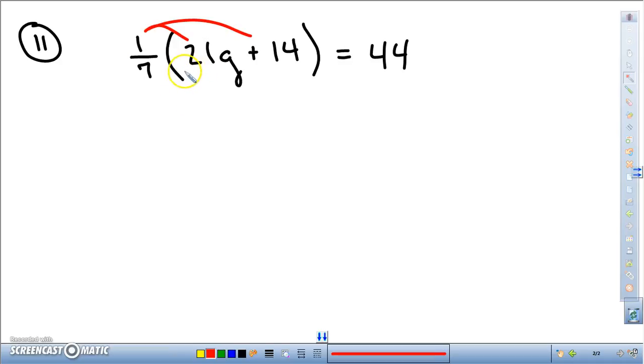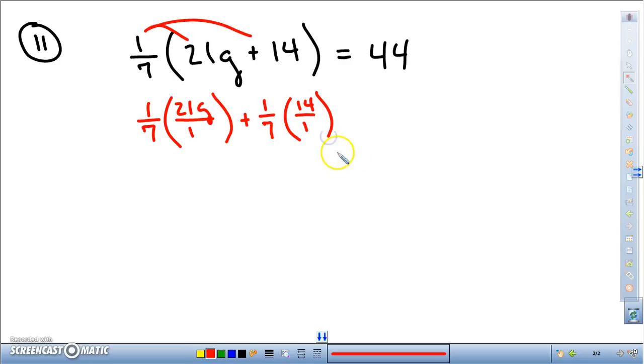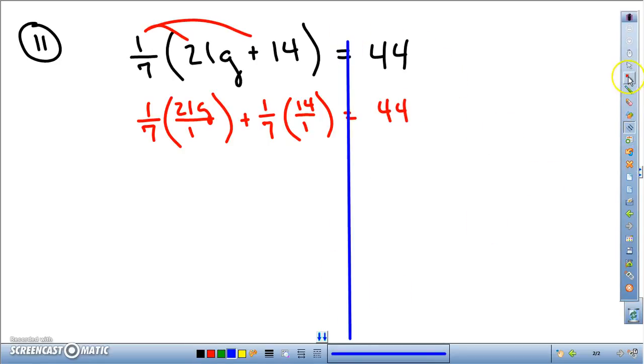All right, and with this first one, I'm going to go ahead and write out exactly what's going on here. We have a 1 over 7 being multiplied by 21g, which we can write over 1 like so. And then I have 1 over 7 being multiplied by 14, which can also be written as a fraction by putting it over 1. And then I have my 44 on the right that I haven't done anything to yet.